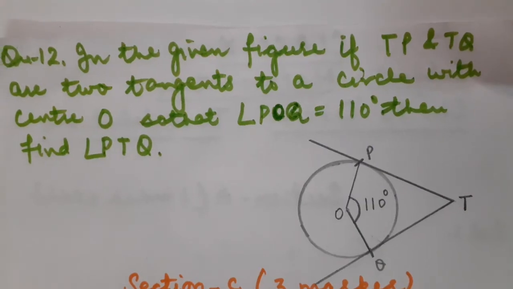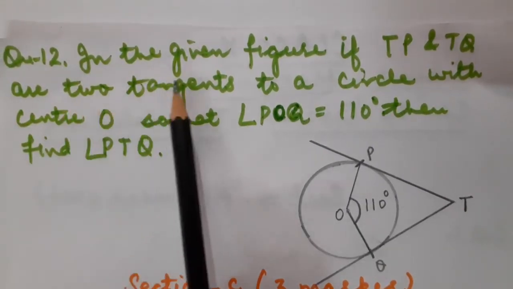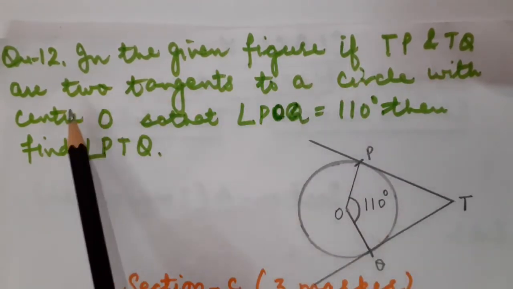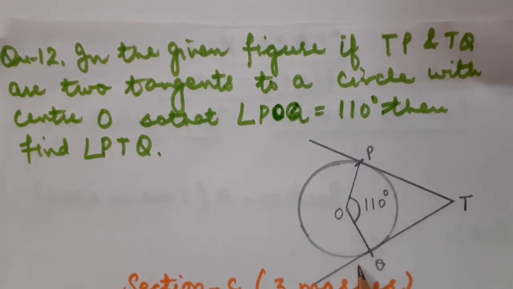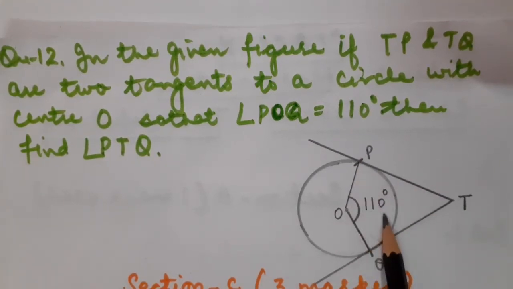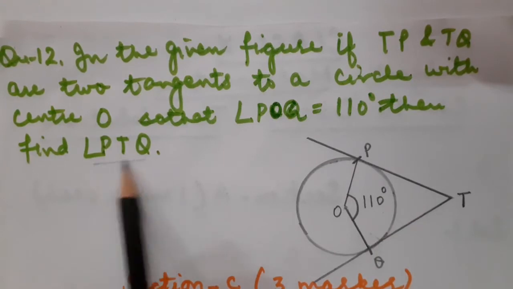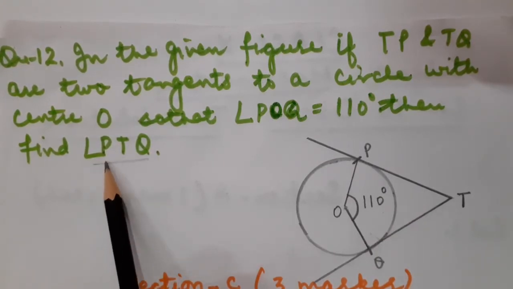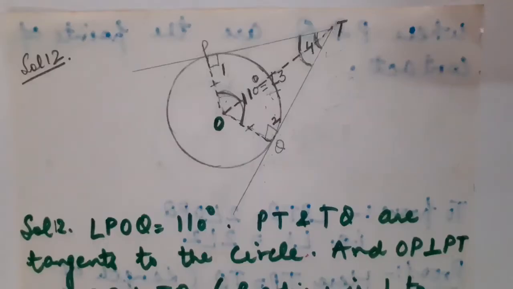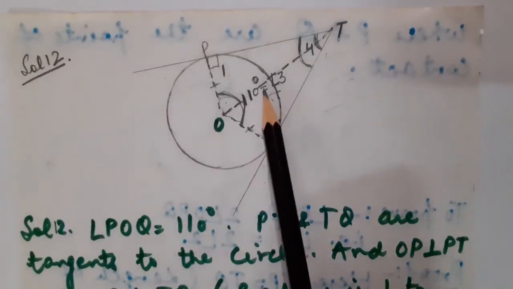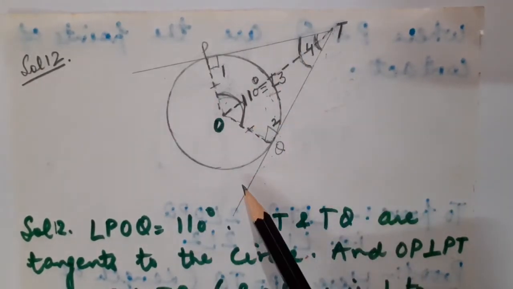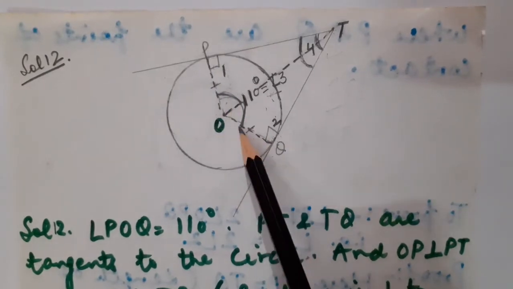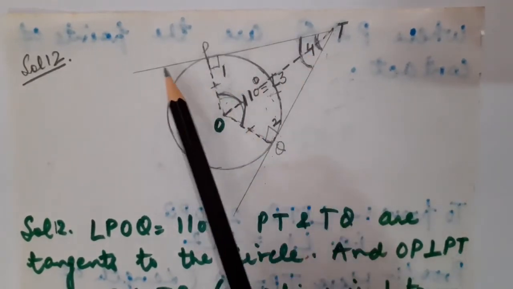Now let us switch to another 2 mark question, that is question number 12. In the given figure, TP and TQ are two tangents to a circle with center point O, so that angle POQ is 110 degree. Then we will have to calculate angle PTQ. Here is the diagram of question number 12. There is a circle with center point O. TP and TQ are two tangents. Angle POQ is 110 degree and we will have to calculate angle PTQ.